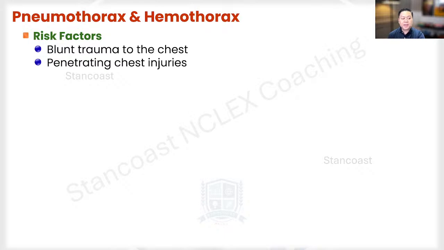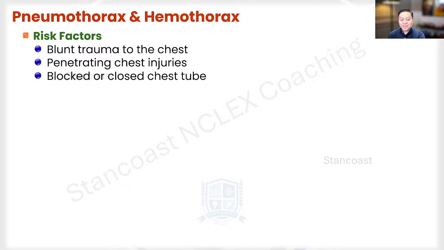Now, another risk factor here is penetrating chest injuries. What is this? Well, of course, like I've said, it would be related to stab wounds or maybe gunshot wounds that can puncture the lung or the pleura, and this can lead to air entering into the pleural cavity, and it can cause pneumothorax. Now, there's also a blocked or closed chest tube.